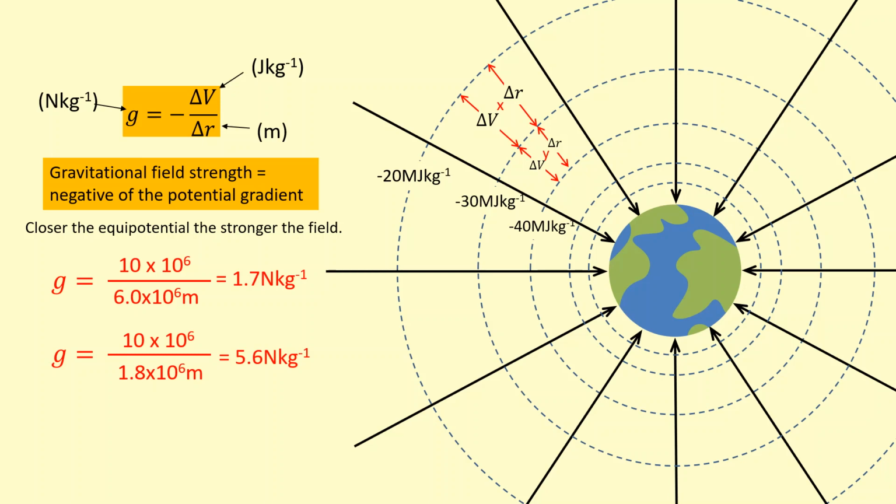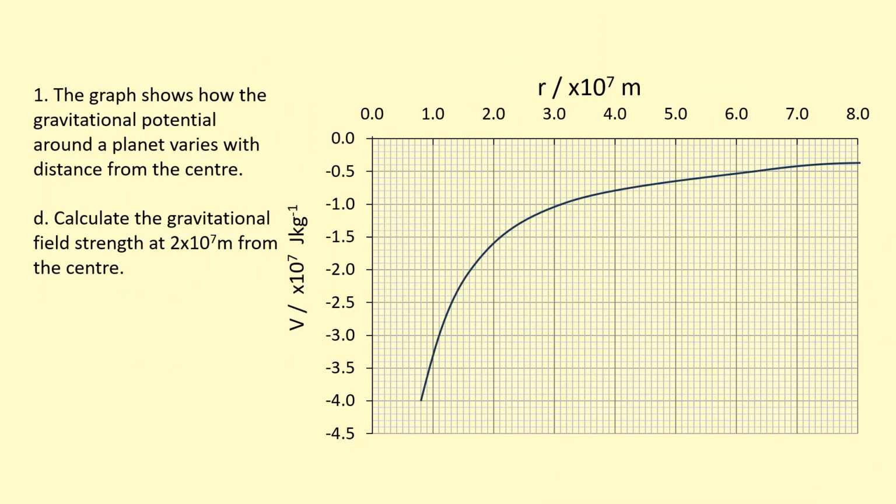So returning to this question where we're trying to find the gravitational field strength at 2 times 10⁷ meters from the center, I can use this equation that I just learned, because this is a potential against distance graph, and change in potential over change in distance is gravitational field strength, or negative of it anyway. That means the gradient of this graph gives us the gravitational field strength. So at 2 times 10⁷ meters, if I draw a tangent at that point, that will give me the gravitational field strength at that point. As you can see, the gravitational field strength is getting weaker because it's getting less steep as you move away from the planet, but we're interested only in the field strength at 2 times 10⁷ meters.